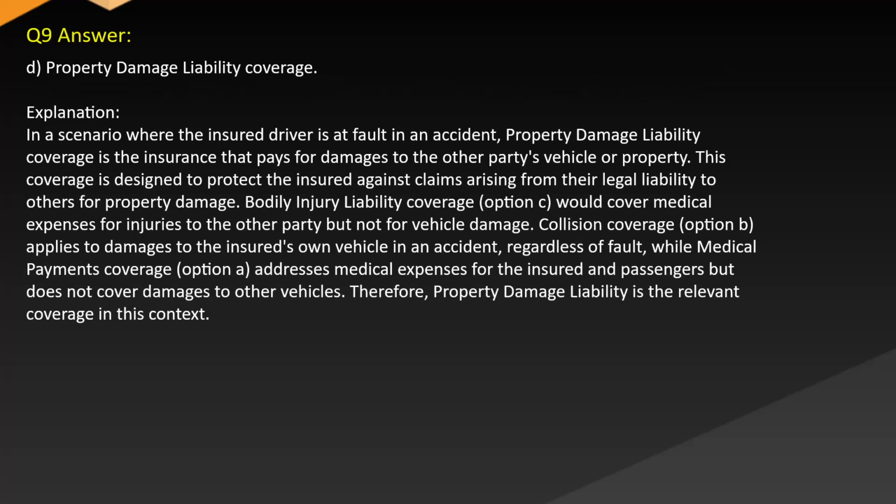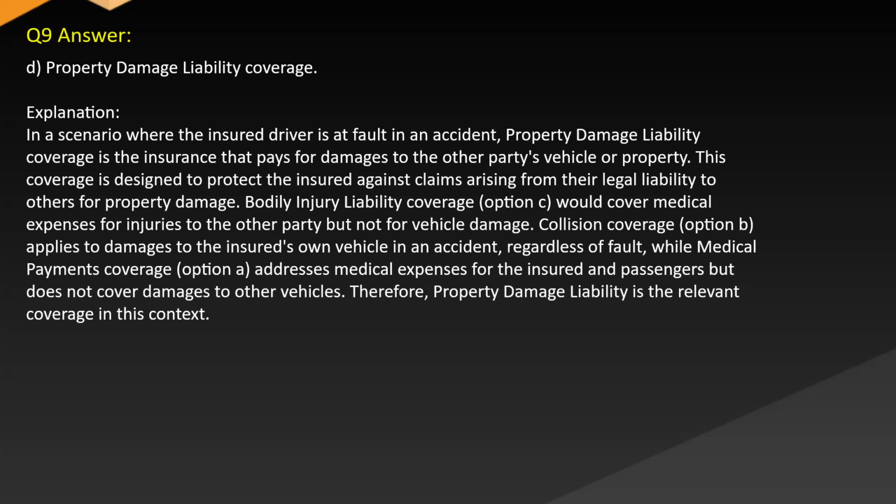Answer: D. Property damage liability coverage. Explanation: in a scenario where the insured driver is at fault in an accident, property damage liability coverage is the insurance that pays for damages to the other party's vehicle or property. This coverage is designed to protect the insured against claims arising from their legal liability to others for property damage.